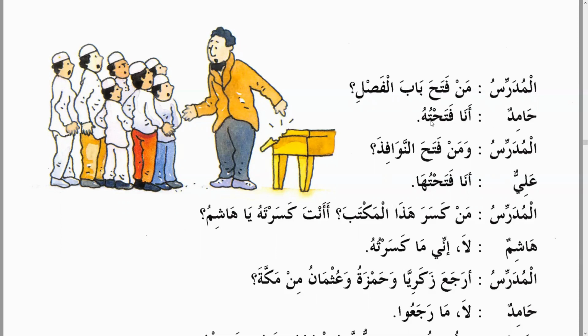Ana fatahtuhu, I opened it. See, so here is the fail and the maf'ulun bihi. Ana is the mubtada anyways, but this is the verb. Ana fatah. Fatah is the verb, and then tu is the fail, and who is the maf'ul? Ana fatahtuhu. Tu is the fail, I opened. What is hu? It. This is the object. So these are two types of pronouns. This is one type of pronoun, this is the other type of pronoun. Ana fatahtuhu, I opened it. Opened what? Opened the door.